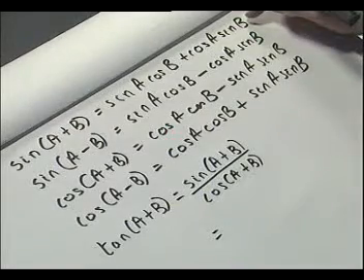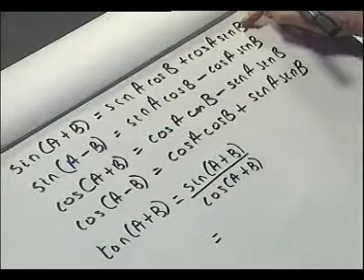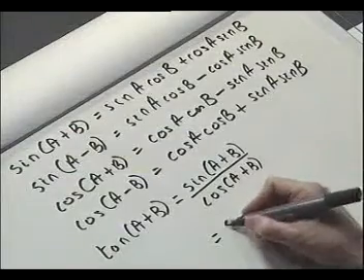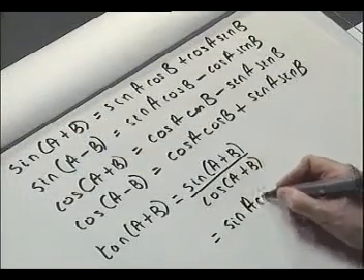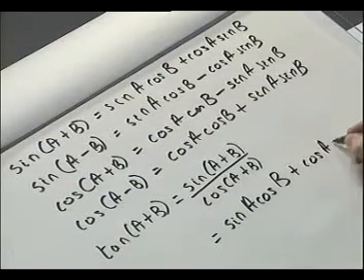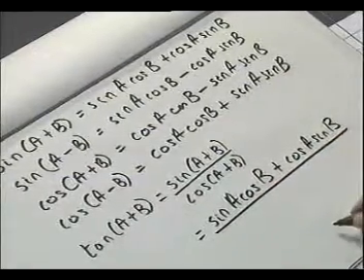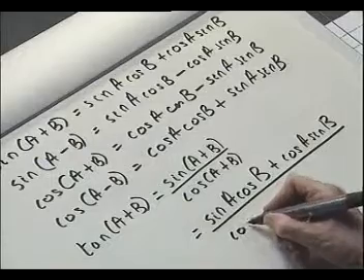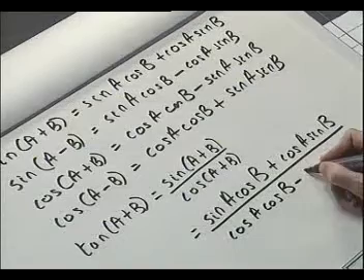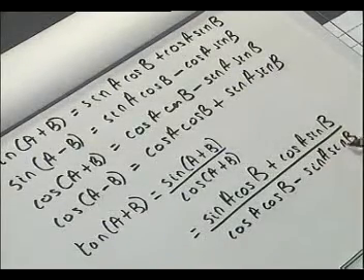So we can now make the replacement for sine of A plus B by its expansion here, and cos of A plus B by its expansion here. Sine A cos B plus cos A sine B, all over cos A cos B minus sine A sine B.